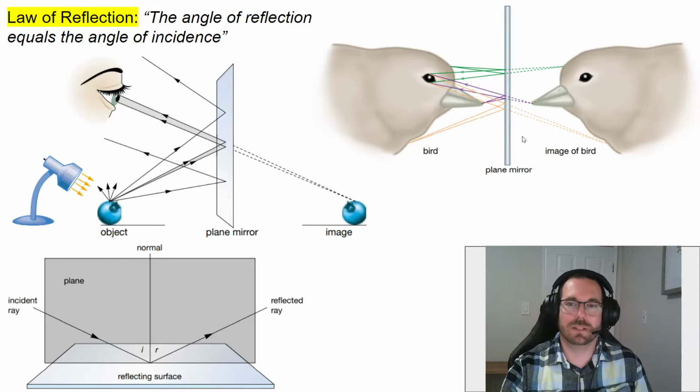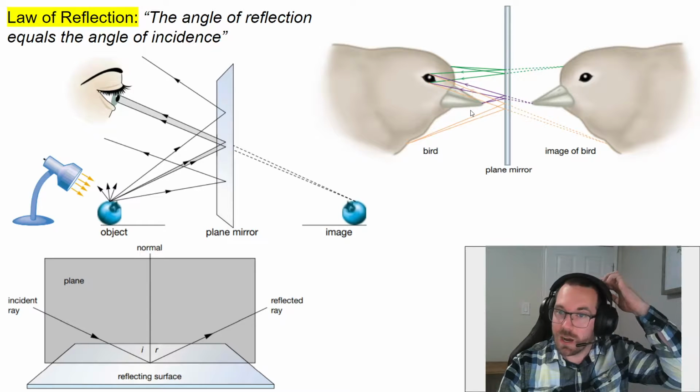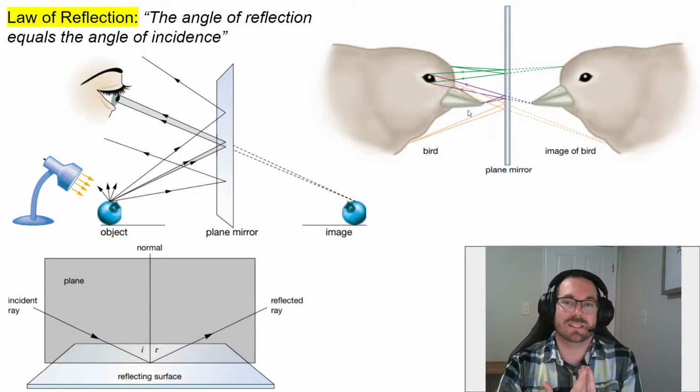Notice where the points appear to be coming from behind the mirror as well. Each point appears to be coming from a point that is as far behind the mirror as the real point is in front of the mirror. Also notice that the 3 points are exactly the same distance apart in the image as they are on the object, the bird. These observations explain why the image in a mirror is the same size as the object and appears to be the same distance from the mirror as the object.